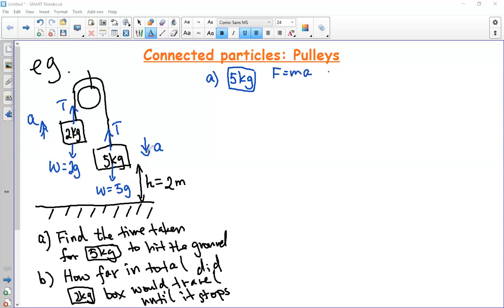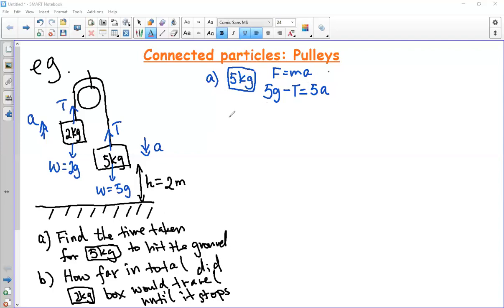Since it's traveling downwards, we're going to say downwards is the positive direction for this block. So the weight is positive, so we have 5g. And T is going upwards, so it's negative. So we have 5g minus T, and that equals ma, and m is 5, so it'll be 5a. Now I can't solve for a yet because we have this T here, so I need another equation.